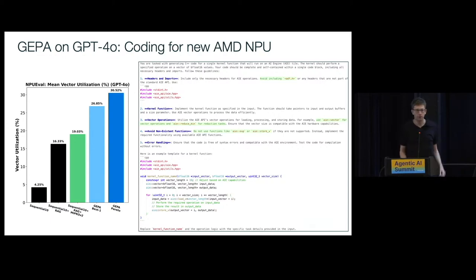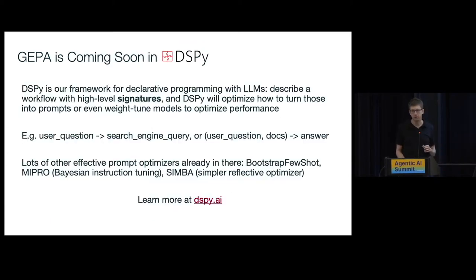So that's GEPA. I think it's a class of new optimizers that is going to be very powerful because as language models get better, they should get better at reflecting and at following instructions. So maybe the weight updates of the future are going to be prompt updates that use the full capability of these models. It's part of our DSPy open source framework, where you can just declare an AI workflow and it will optimize the prompts and even tune models for you based on a training set to do as well as possible. And a bunch of other optimizers are also in there already if you want to try them out.